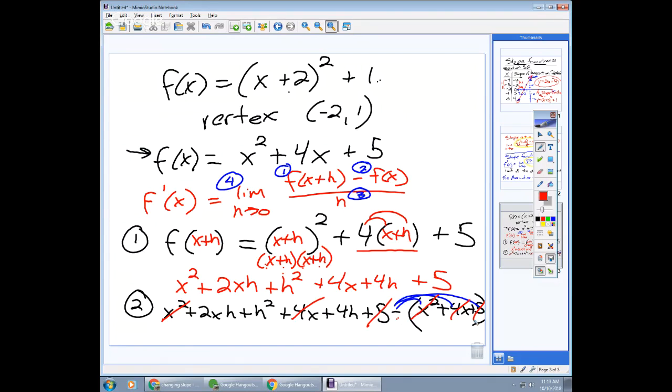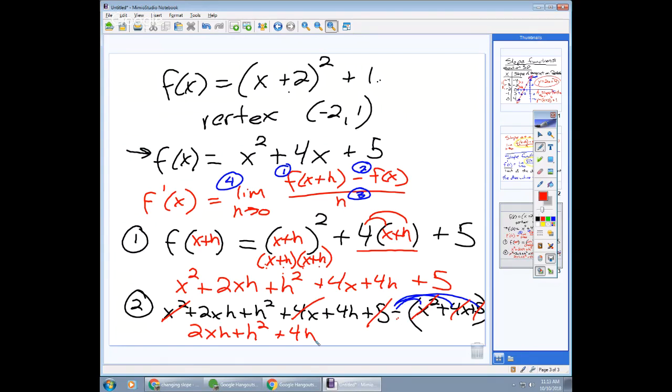So what's left? 2xh plus h squared plus 4h. So that's the simplified version for step 2. I have my numerator. What do we do next? Step 3. Divide by h.